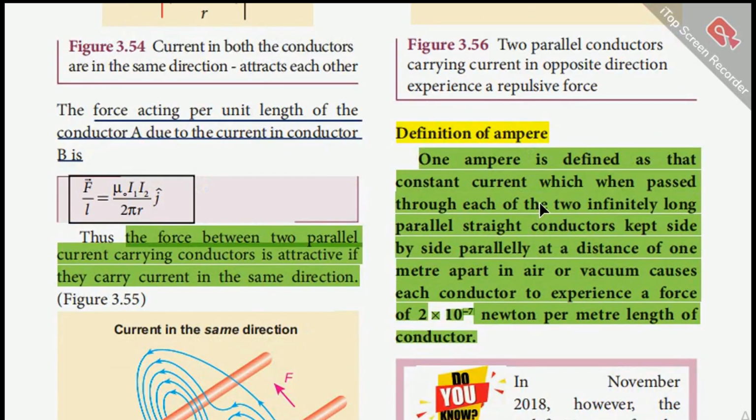From this expression, we can also define 1 ampere as the constant current which, when passed through each of two infinitely long parallel straight conductors kept side by side at a distance of 1 meter apart in air or vacuum, causes each conductor to experience a force of 2 into 10 power minus 7 Newton per meter length of the conductor.